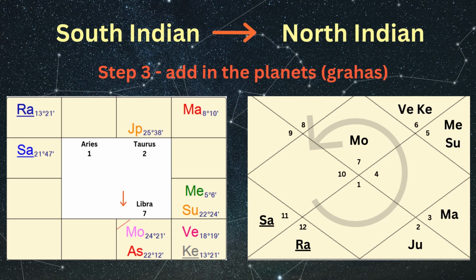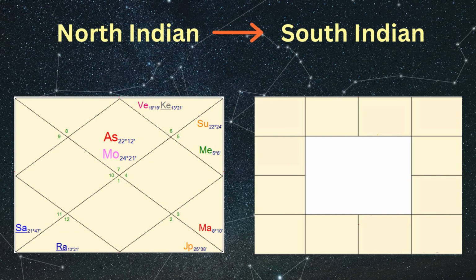There are no planets in the 10th house. Mercury and Sun are in the 11th house, and Venus and Ketu are in the 12th house. Add these as well. This completes the transformation of the chart from the South Indian style to the North Indian style. Now that we went through the process in great detail to convert from the South Indian to the North Indian style, the reverse process should be straightforward.